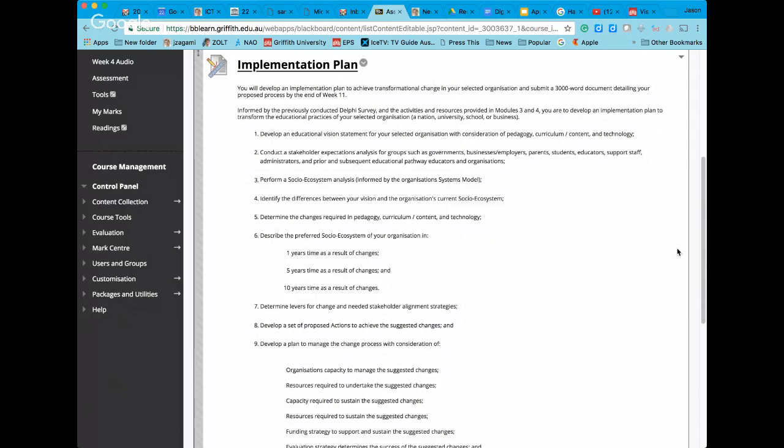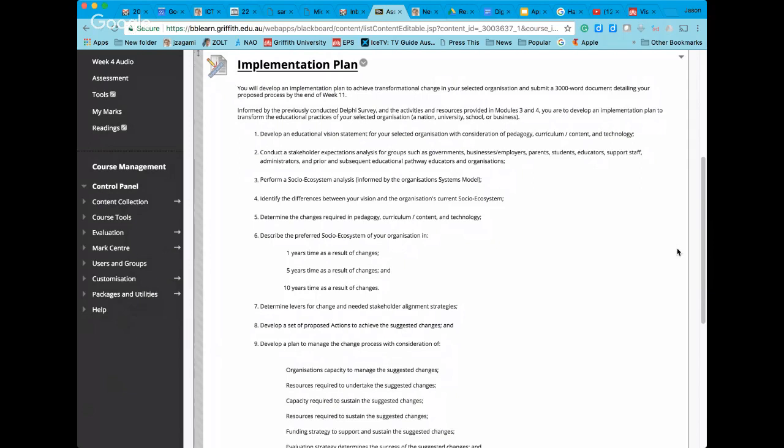You'll then conduct a stakeholder expectations analysis. So going through those processes that we've discussed and thinking through, okay, what would the parents want to see? What would the principal and the school administration want? What would the teachers want? What might businesses or employers that would be employing the graduates want? What might the students want? What might the support staff want? And all of their different expectations of what should be achieved by such a vision.